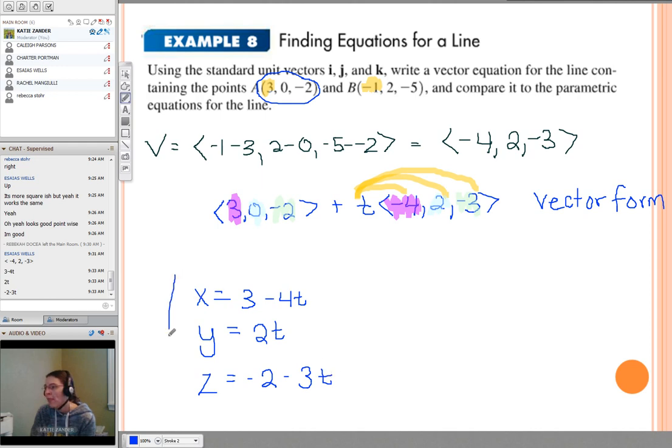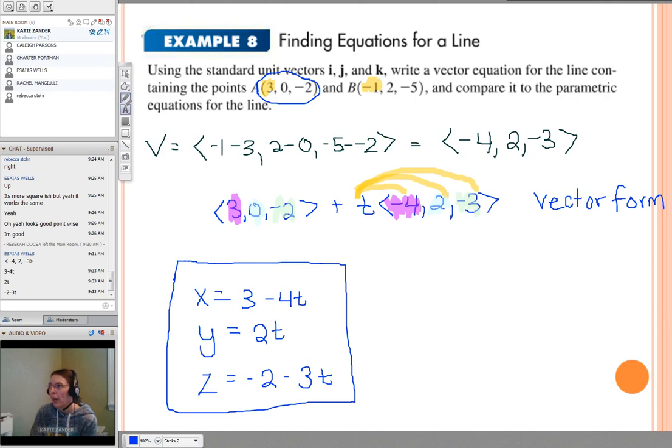So now we got that parametric form for our equations. And the parametric form, remember, has that t in it. So there we go. Questions with how we created the equations there in the parametric form, or how we got our values for the vector form? So any questions with that at all?